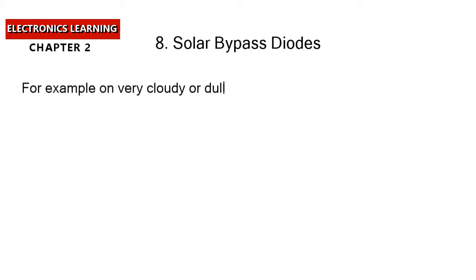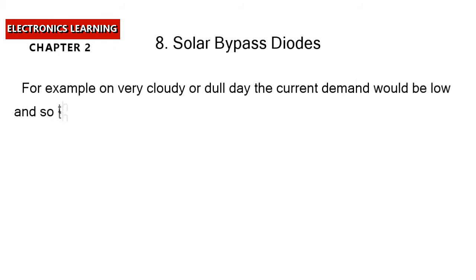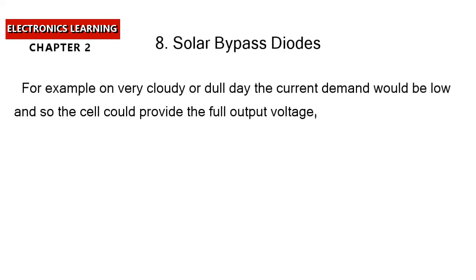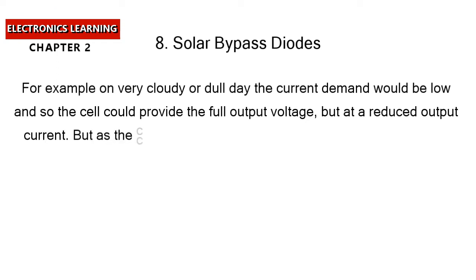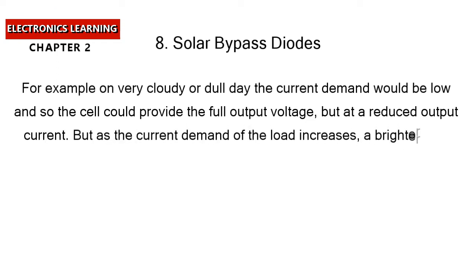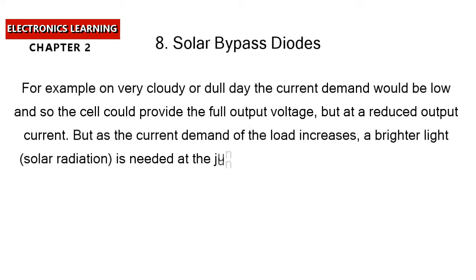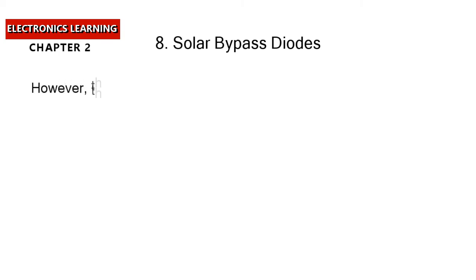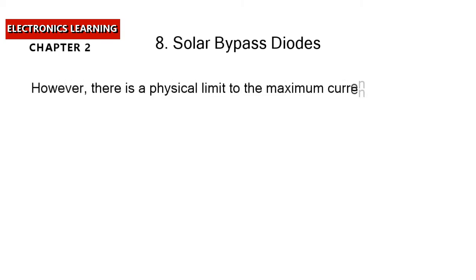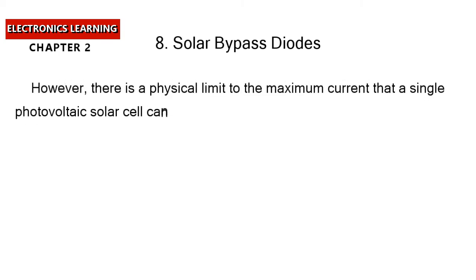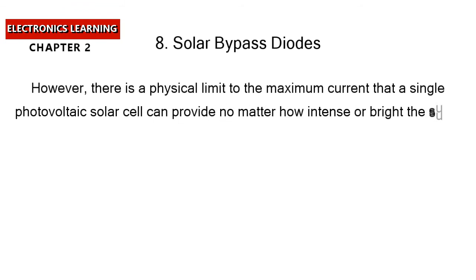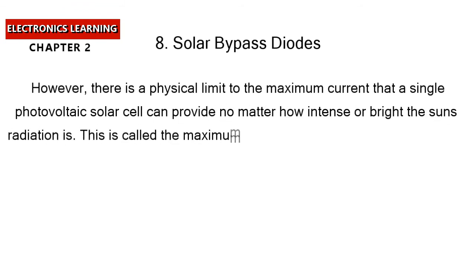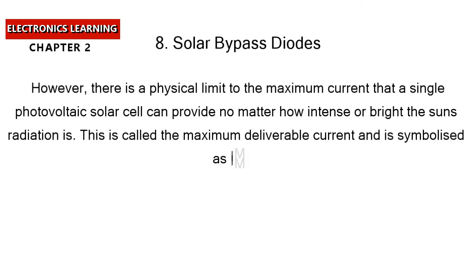For example, on a very cloudy or dull day the current demand would be low and so the cell could provide the full output voltage, but at a reduced output current. But as the current demand of the load increases, a brighter light, solar radiation, is needed at the junction to maintain a full output voltage. However, there is a physical limit to the maximum current that a single photovoltaic solar cell can provide, no matter how intense or bright the sun's radiation is. This is called the maximum deliverable current and is symbolized as Imax.